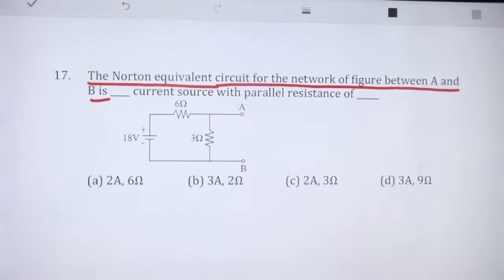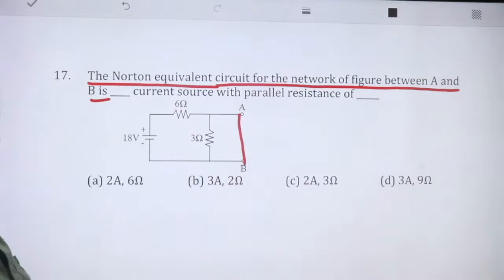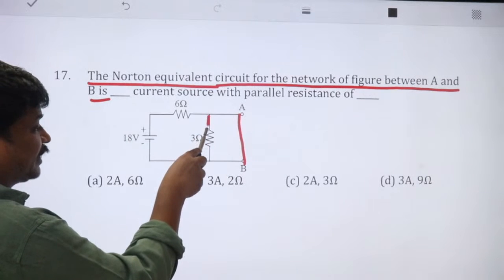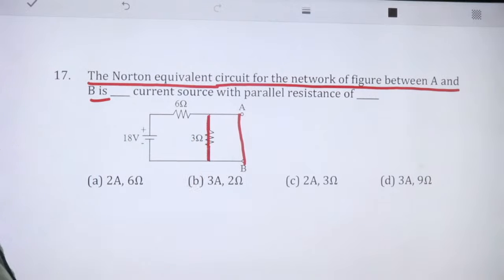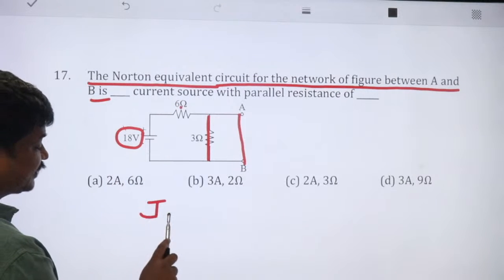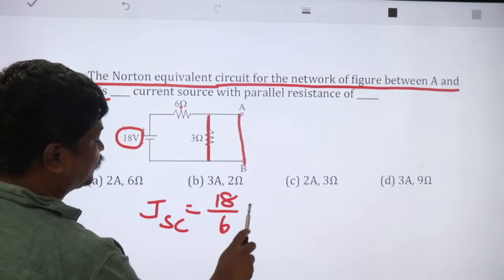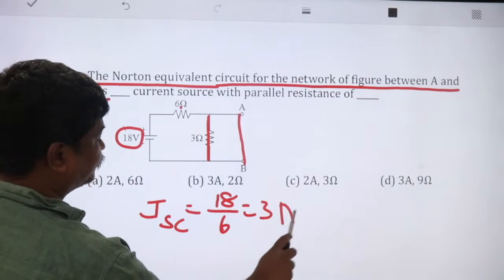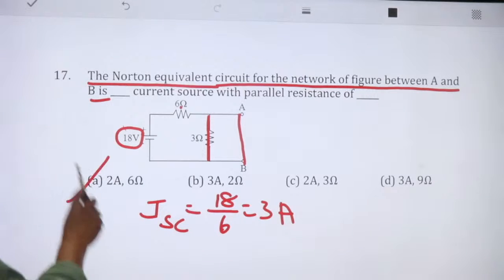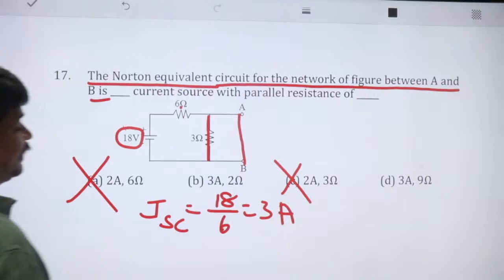Norton's equivalent means we have to make the short circuit like this. Once it is shorted, this one also becomes short circuit. When it is short circuit, what is the current? ISC, the short circuited current, is equal to 18 volts divided by 6 ohms, which is 3 amperes. So this answer is wrong. Either this one or this one we have to see.